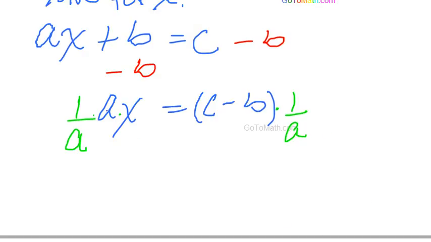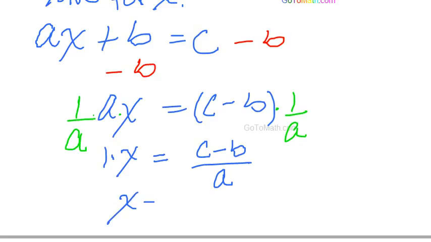Okay, so we have 1 over a times a, so that's going to end up being 1 times x is equal to, and then this right here, we can combine this if you don't mind. We can say c minus b up here on top, and then a down here on the bottom. Okay, of course we can actually rewrite this. We would write that 1 up there, so we'd have c minus b over a.